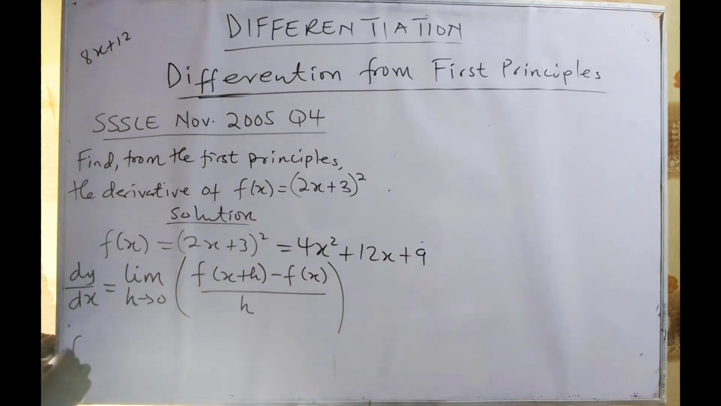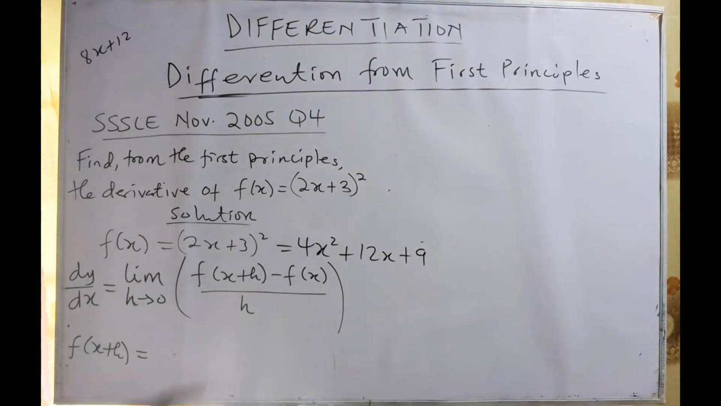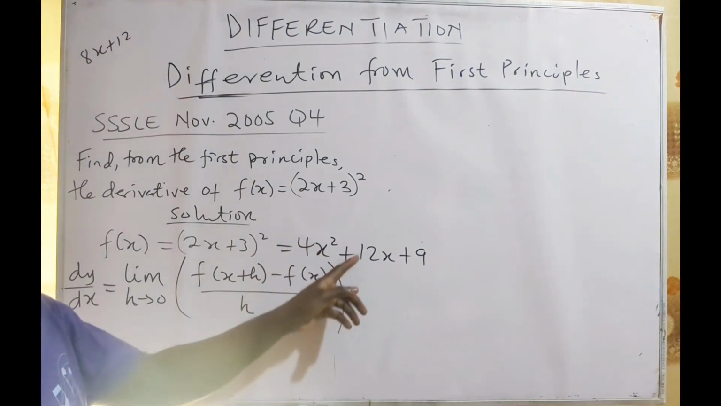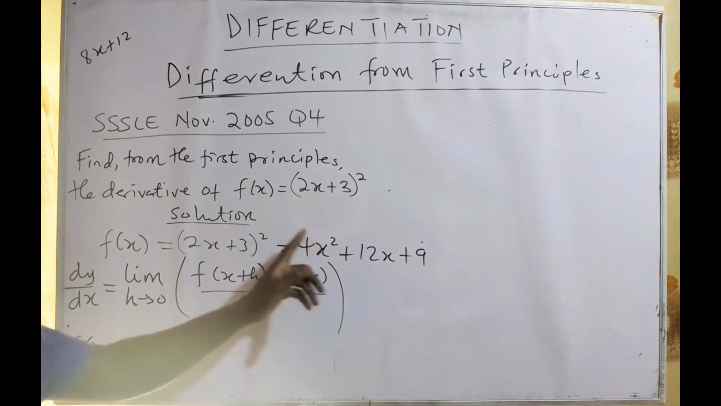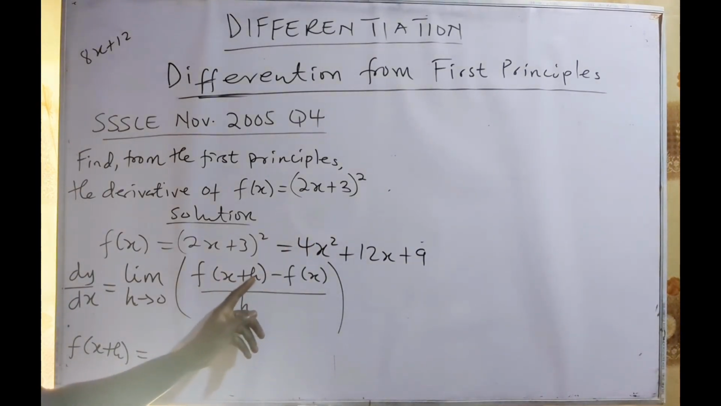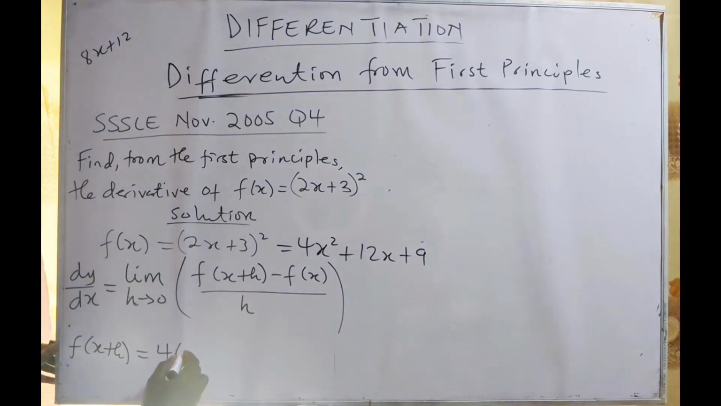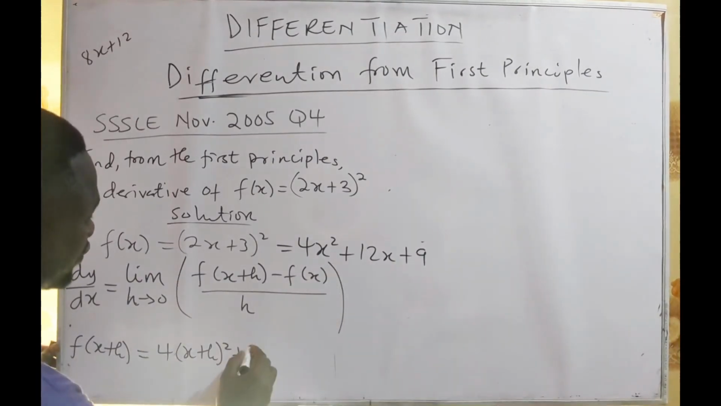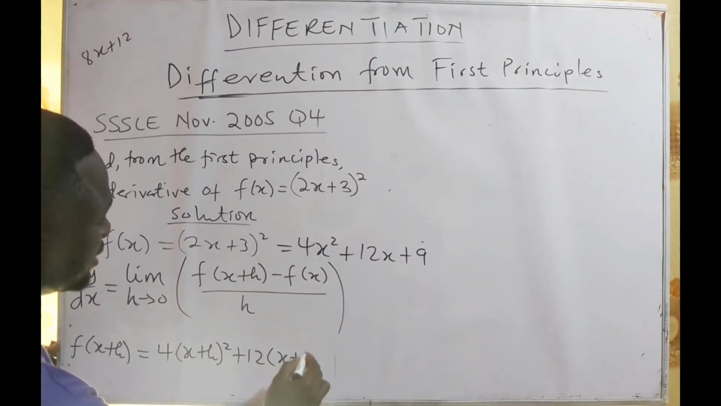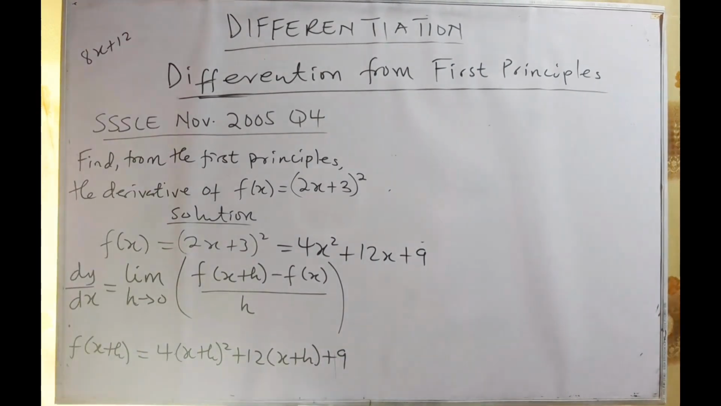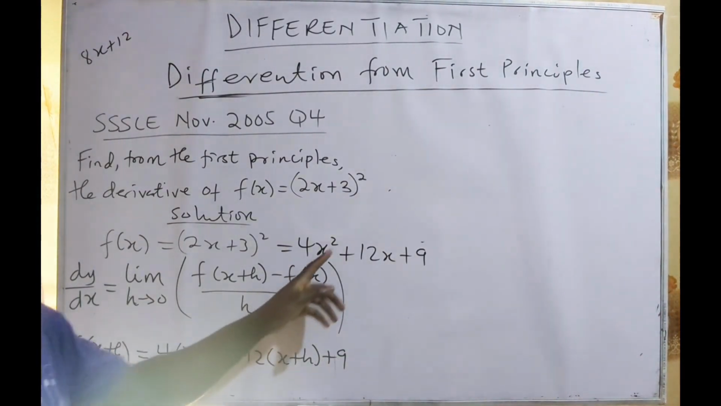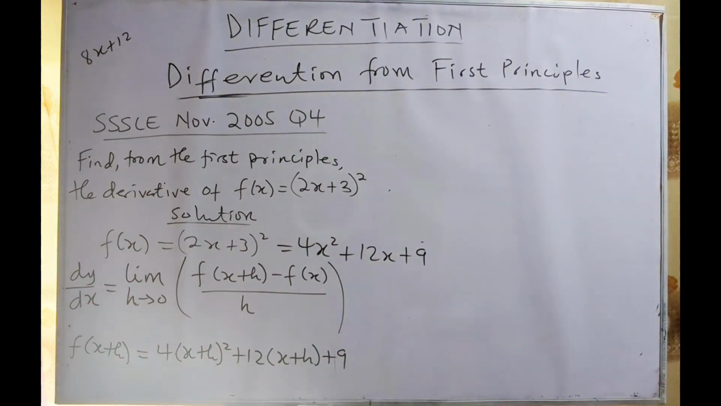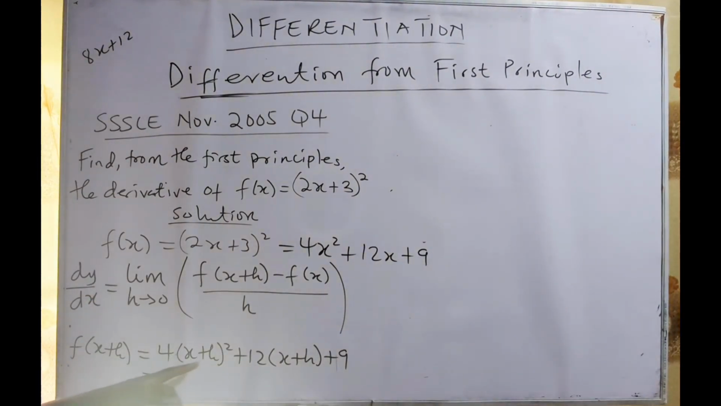So you can find your f of x plus h. It means that in the function 4x squared plus 12x plus 9, wherever you see x, you substitute x plus h. So we have 4 into brackets x plus h all squared, plus 12 into brackets x plus h, plus 9. Wherever you see x in the function, substitute x plus h.